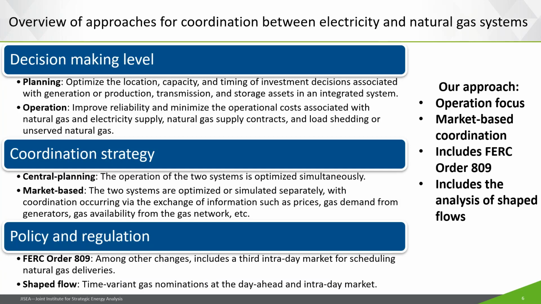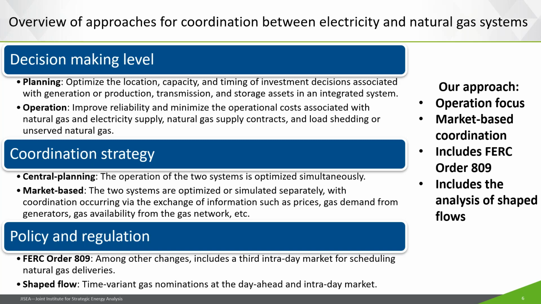So when we're talking about this coordination between electricity and natural gas, there are a number of different ways we could look at this. One is you can look at it at different decision-making levels. For example, at the planning level, looking to optimize the location, capacity and timing of investments associated with generation, production, transmission, or storage in each of these two systems. What we've done here is instead look at the operations of these systems. How can we improve the reliability of these two systems? How can we minimize the operational costs associated with both of these coordinated systems and reduce impacts such as load shedding or unserved natural gas?